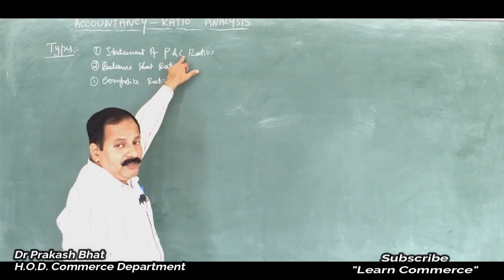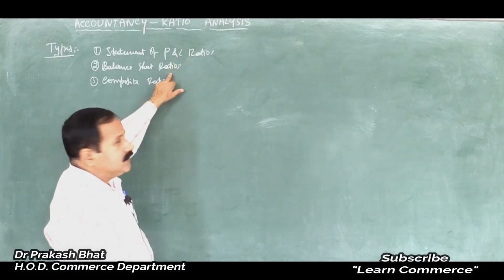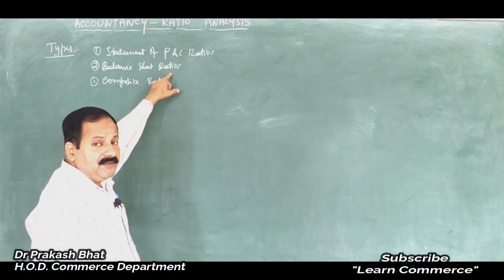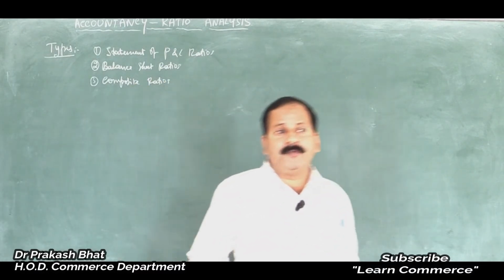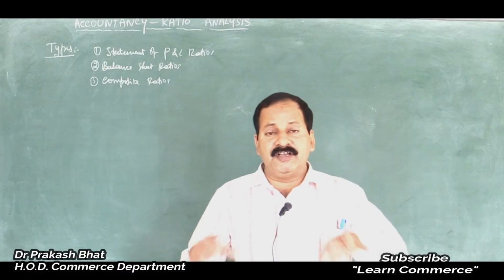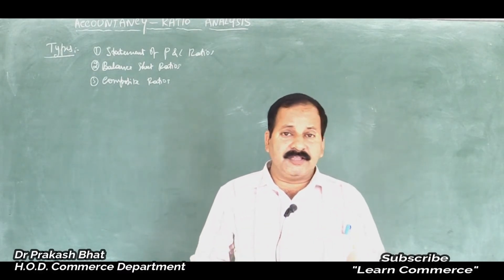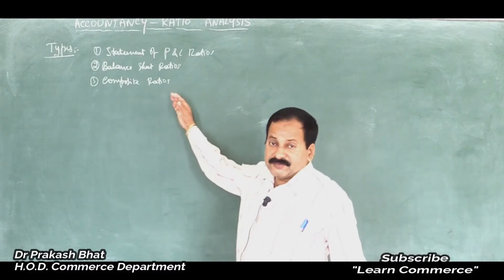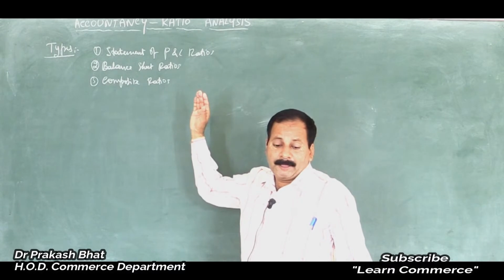Here we take the figures of the statement of profit and loss only, and here we take the figures of the balance sheet only to calculate the ratios. When both are clubbed together, when the figures of the statement of profit and loss and the balance sheet are compared, then it is called composite ratios. This is the traditional classification of ratios, friends.